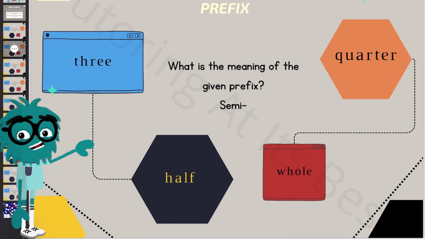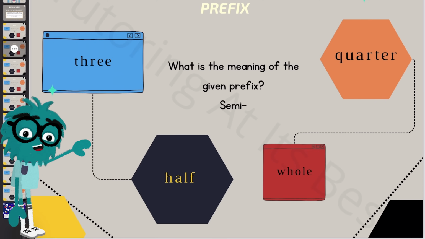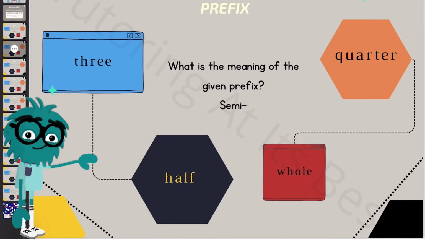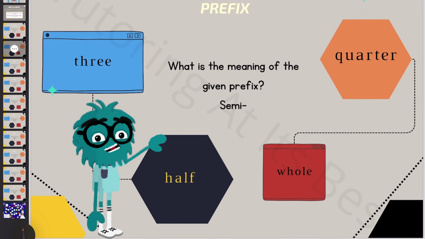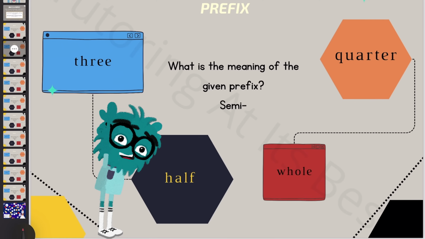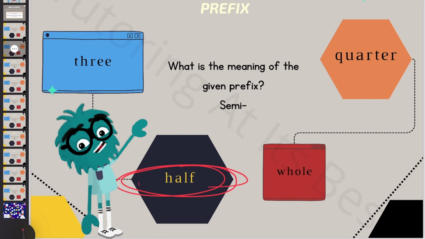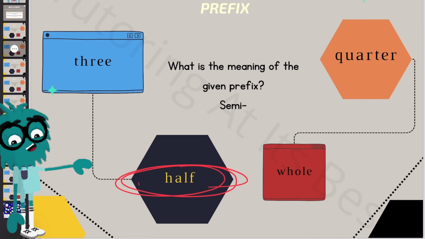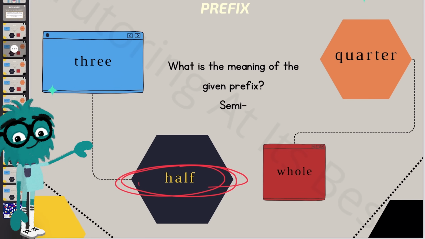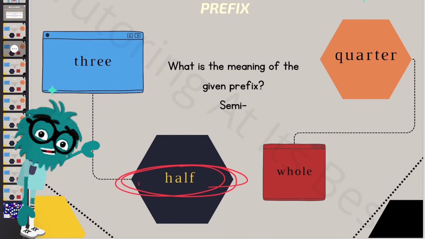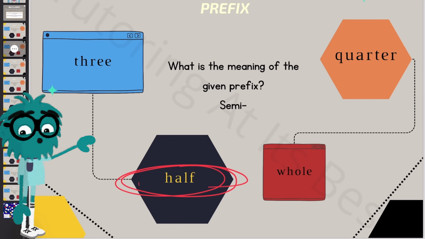Over to question 2. What is the meaning of the given prefix semi? Well, if you have a circle, you have a semicircle. That is considered to be half. So we now know that the correct answer is half. For example, semicircle, semi-automatic, or even a semi-detached house. It doesn't mean it's half a house, but a part of it is not attached to another house.